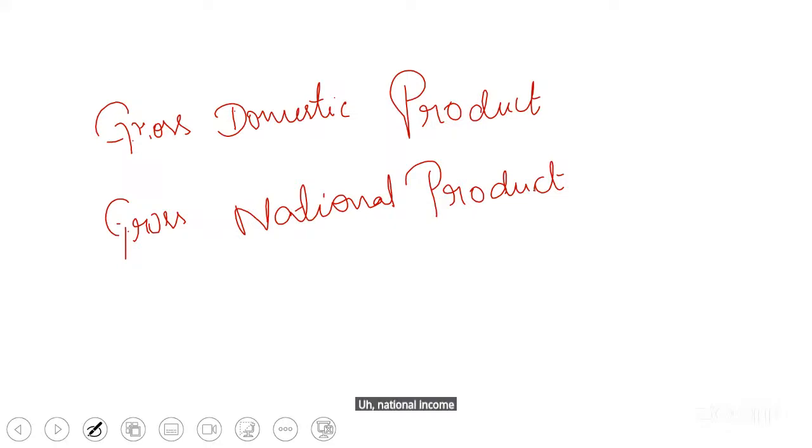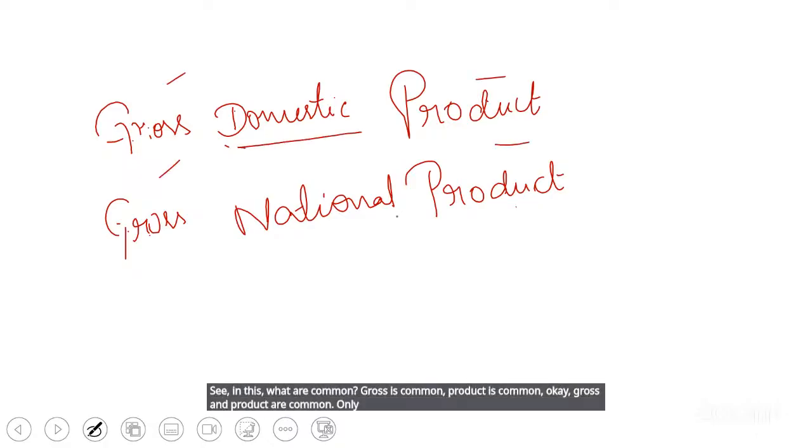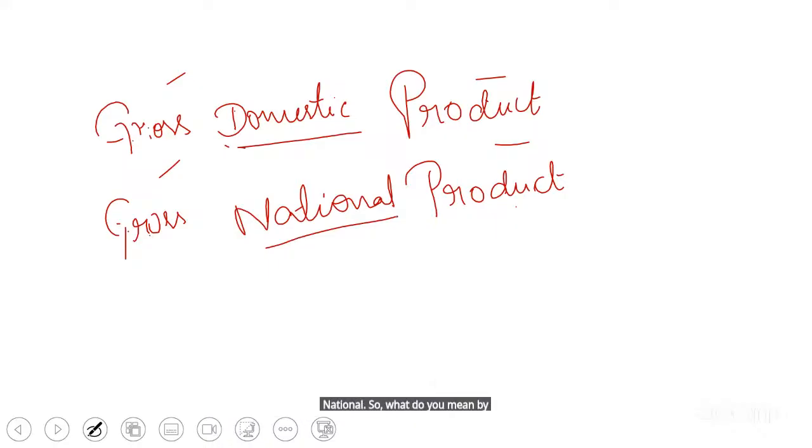Now let's understand. See, in this, what is common? Gross is common, product is common. Gross and product are common. The only difference is domestic and national. So, what do you mean by domestic and national?